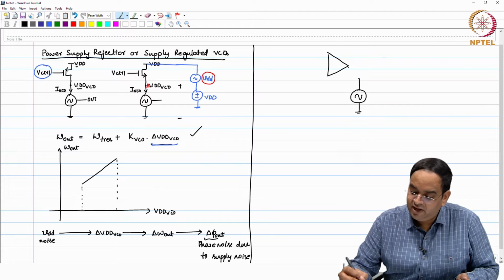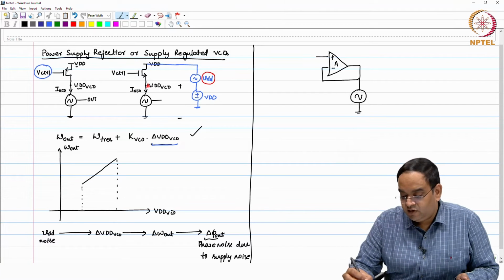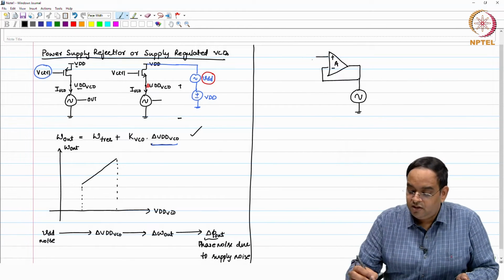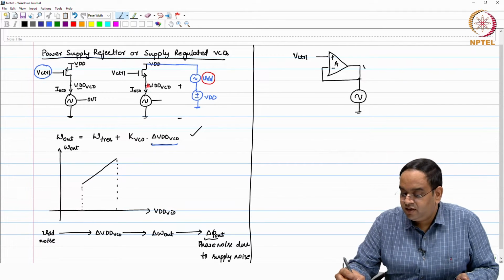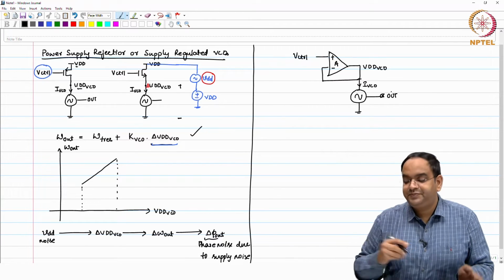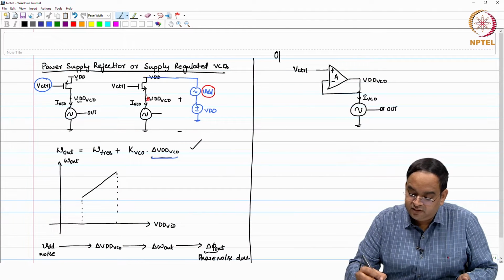So, the amplifier gives the current to the oscillator, and the amplifier is connected in negative feedback. This is the negative and this is the positive terminal of the amplifier. Let us say the gain of the amplifier is A, right. So, here you have V control, and this voltage you call VDD VCO, and the current given is I VCO. The output of the oscillator is this. Okay.